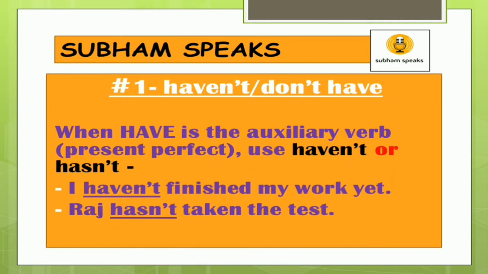When have is the auxiliary verb, like in the present perfect, then we use haven't or hasn't. For example, I haven't finished my work yet. Raj hasn't taken the test.